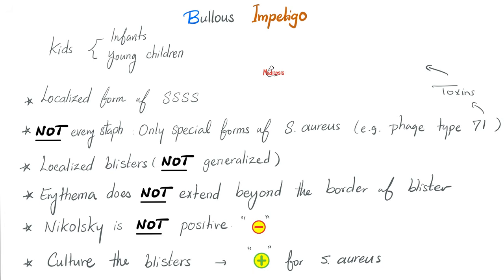Impetigo comes in two forms, non-bullous impetigo or bullous impetigo. Non-bullous could be staph or strep. Bullous impetigo, only staph. It has lots of bullae. It's localized, the erythema does not extend, Nikolsky is not present, and it's not treated by topical antibiotics. You have to give systemic ones like oral antibiotics.